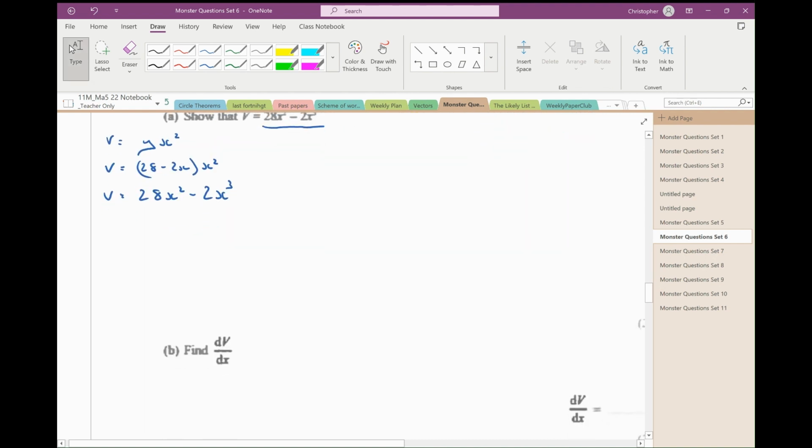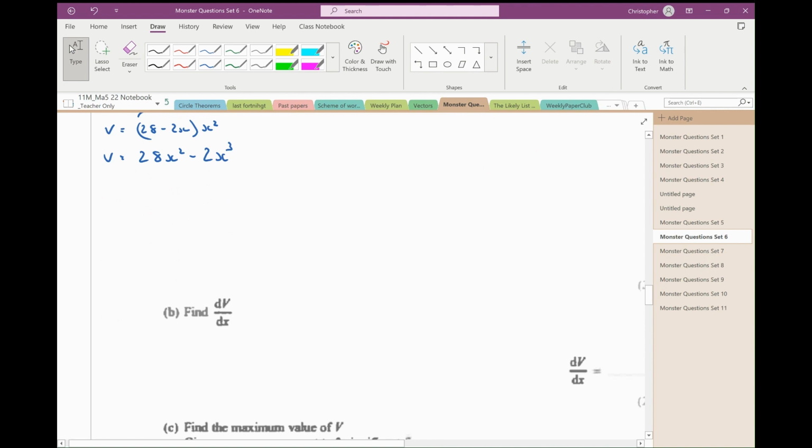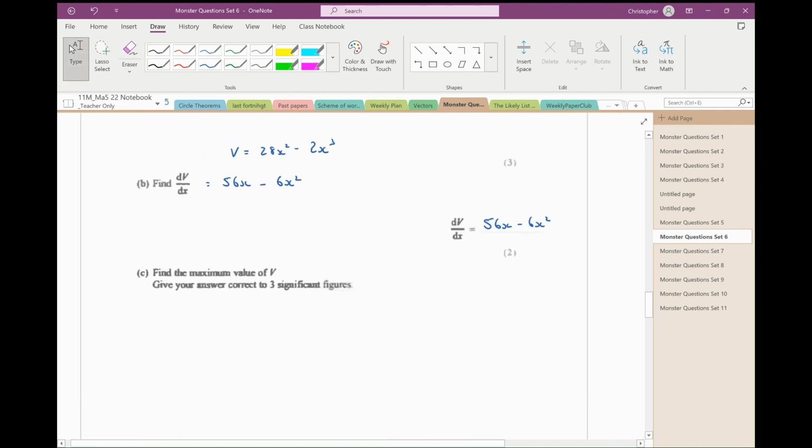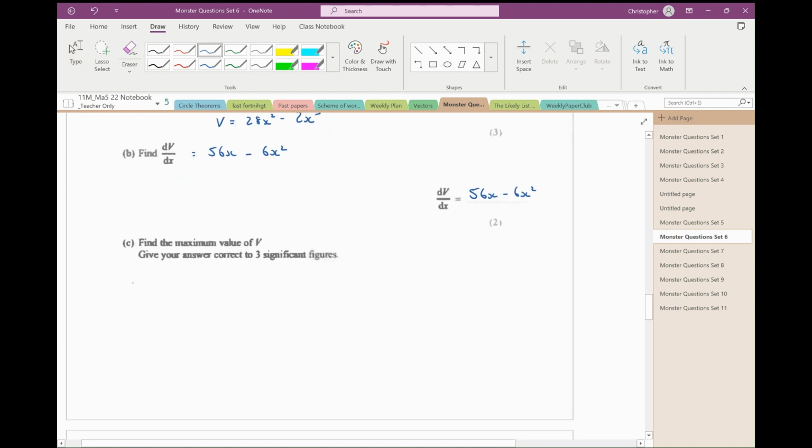Part B, find dV by dx. So I'm going to differentiate my expression for V with respect to x. Clearly the volume changes as x changes, doesn't it? So that's going to be 56x minus 6x squared. So there is my differential. There we go. Find the maximum value of V. Well, the maximum value is going to occur when dV by dx equals 0. So I need to solve this equation to find the x that gives me the maximum volume.